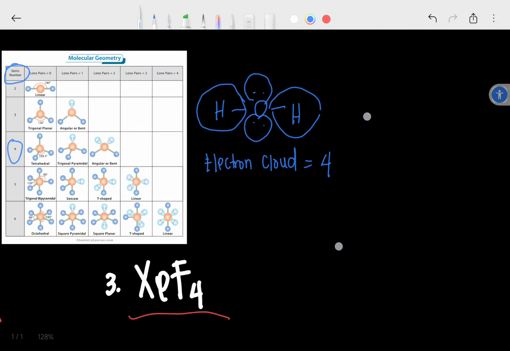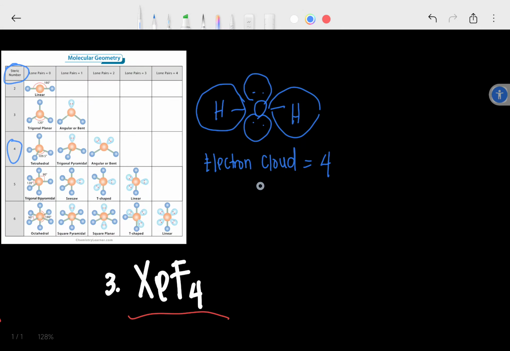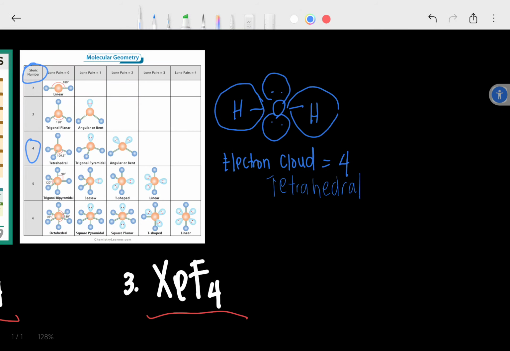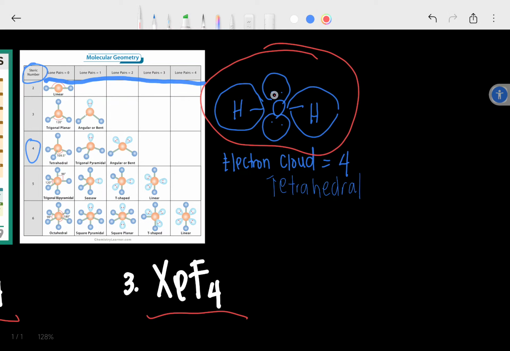Next, its electron cloud geometry is tetrahedral. But how about its molecular geometry? For the molecular geometry, we go to the number of lone pairs. Looking at the Lewis structure of water, there are 2 lone pairs. So where are the two lone pairs? There.